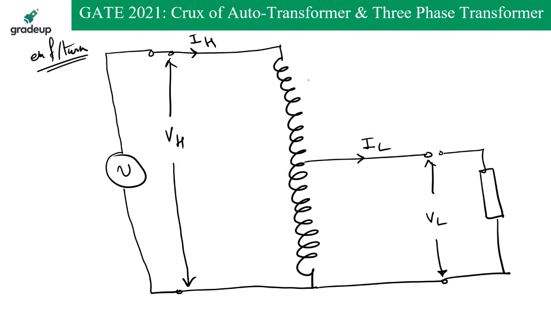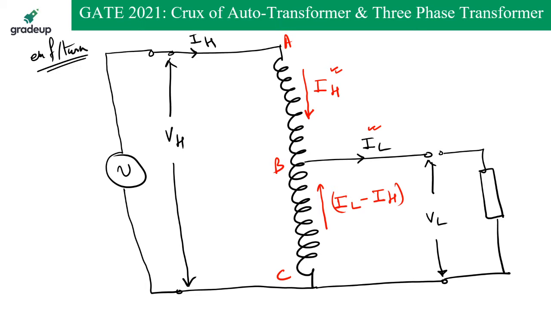What does it signify? If you see the current in this part of the winding, suppose this is A, this is B, and this is C. If you see the current in the AB section of the winding, this is going to be the same current which is coming from here, and this is going to be IH. Now you know this current IH is less than this current IL. It means some current must be coming from this side in this direction, and this current is going to be IL minus IH.